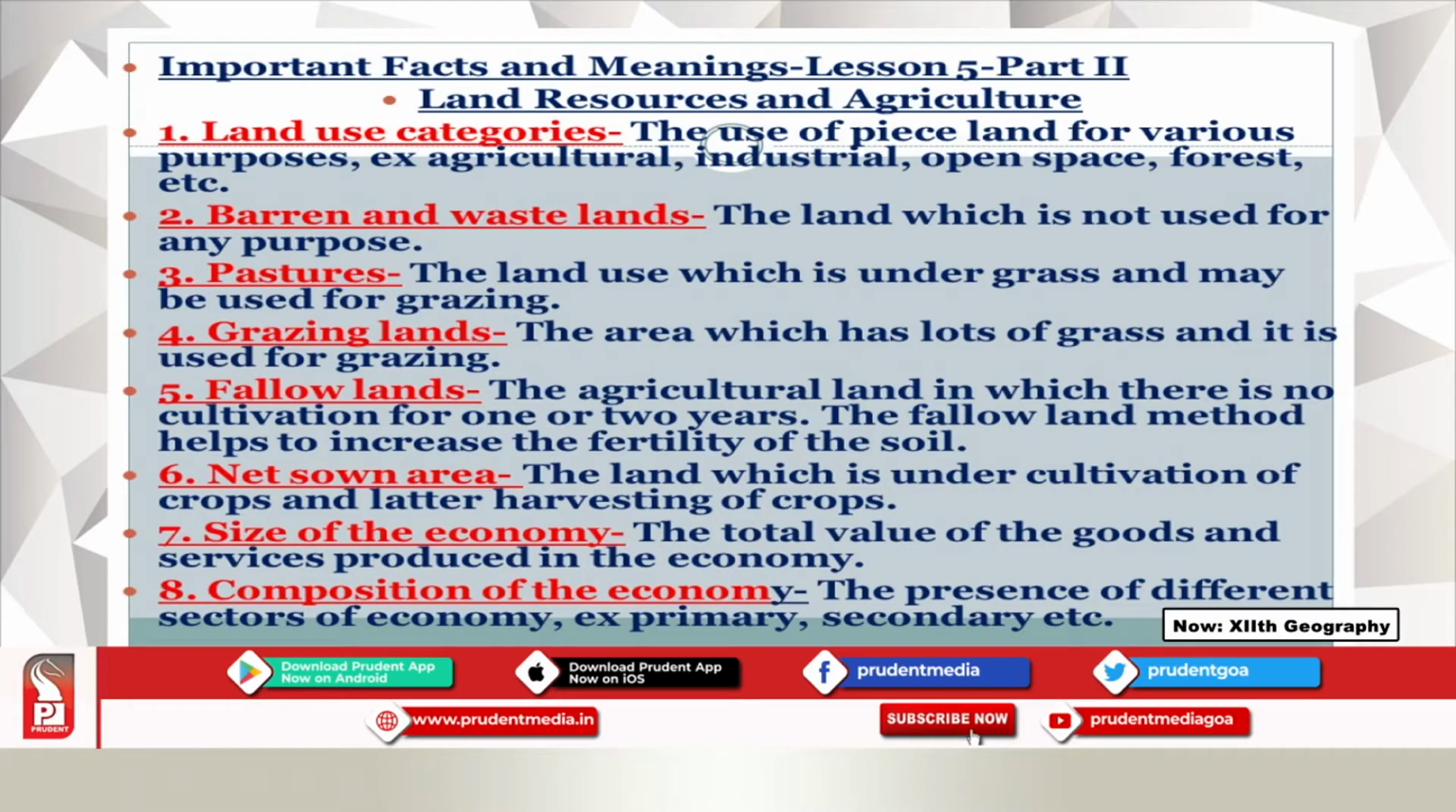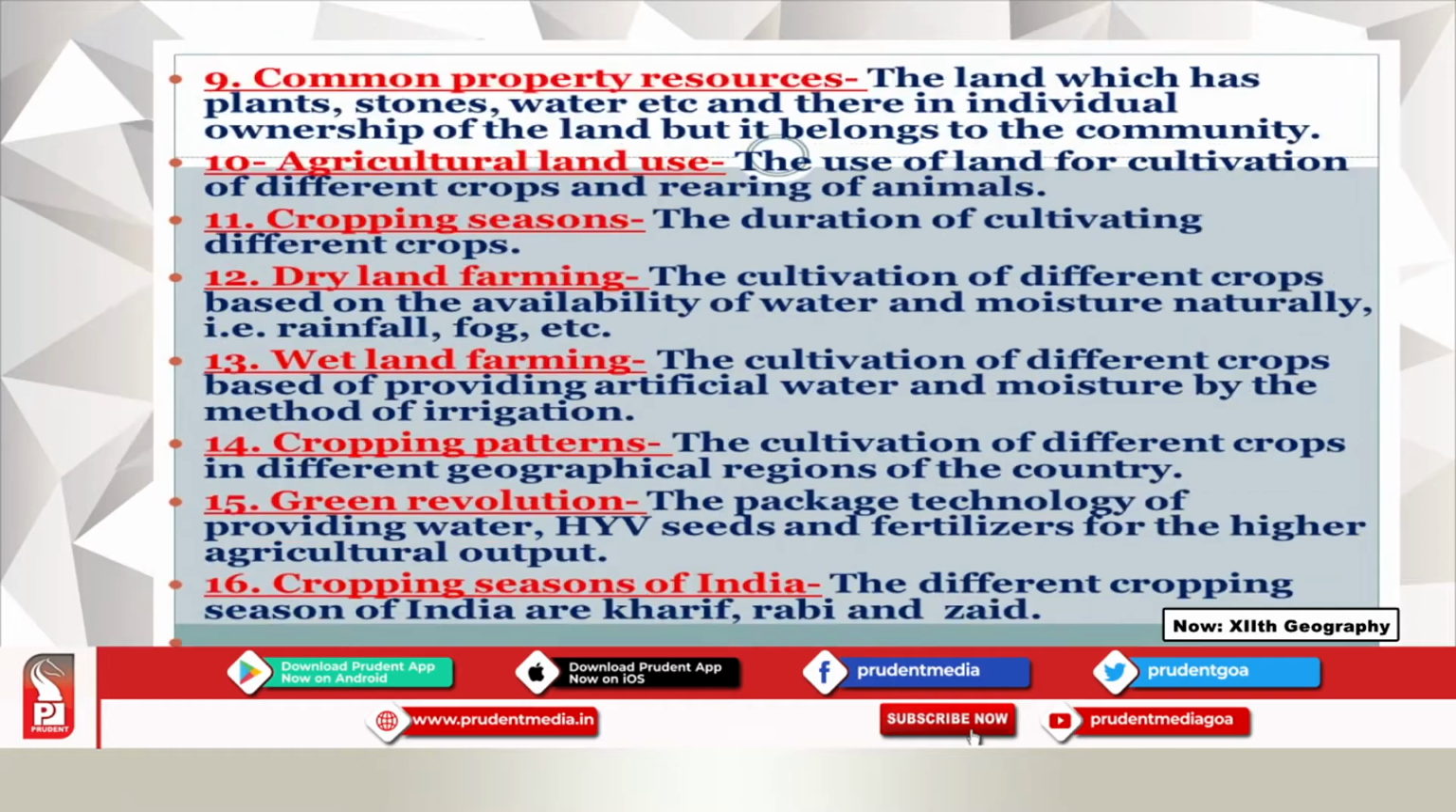Size of the economy: the total value of goods and services produced in the economy. Composition of economy: the presence of different sectors of the economy, for example, primary, secondary and tertiary. Common property resources: the land which has plants, stones, water, etc., and there is no individual ownership of land, but it belongs to the community.